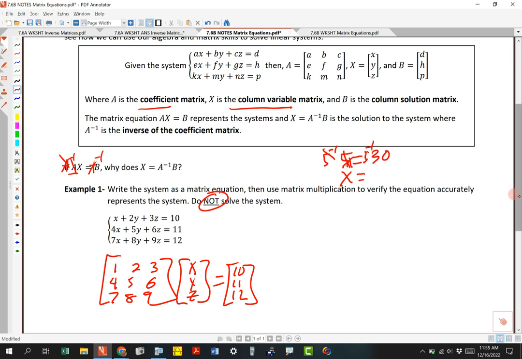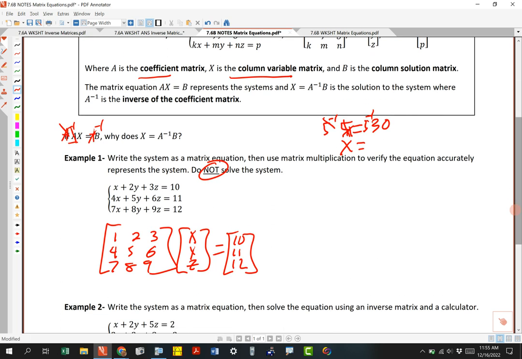So when we're multiplying matrices, we always check this. This is a 3 by 3. This is a 3 by 1. So Keely, can I multiply these? How can you tell? Yeah, the inner dimensions are the same. So the inner dimensions are going to be the same.